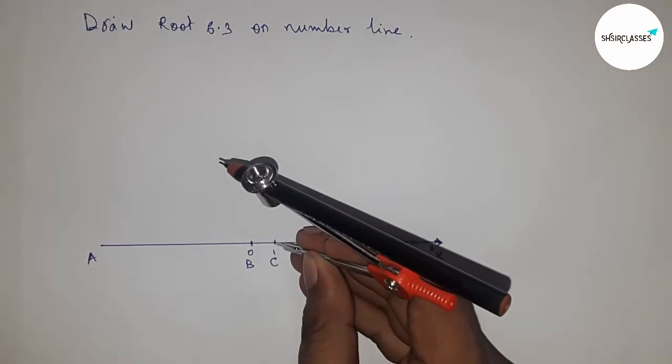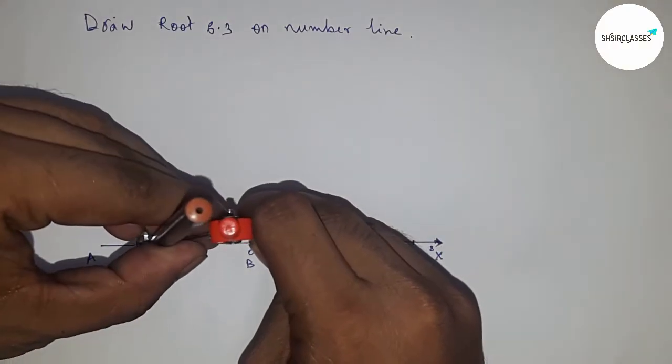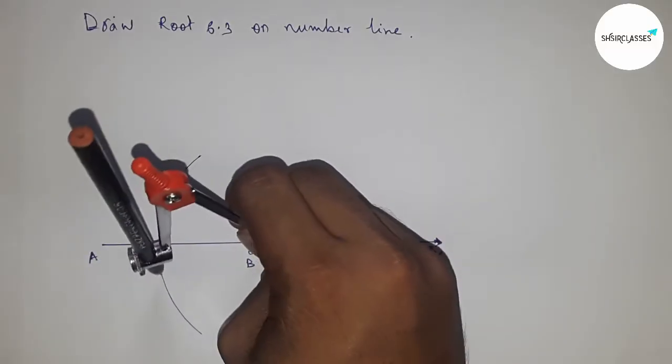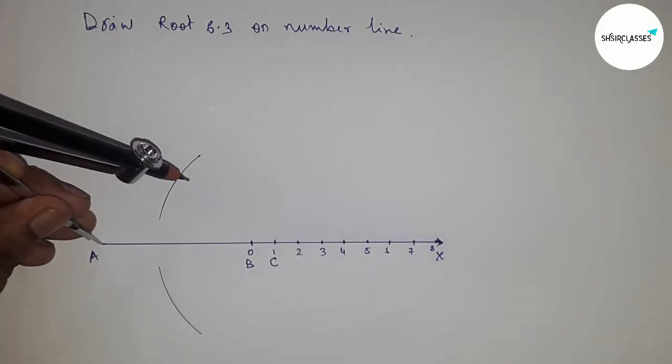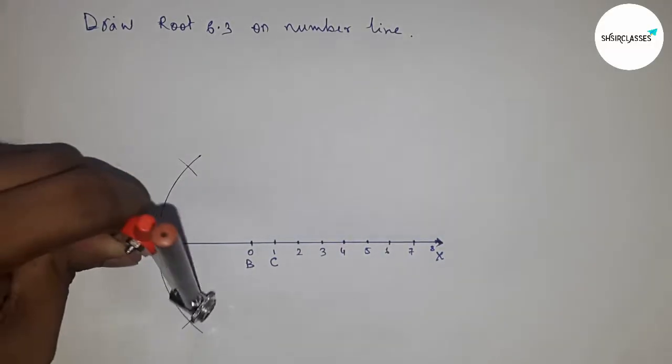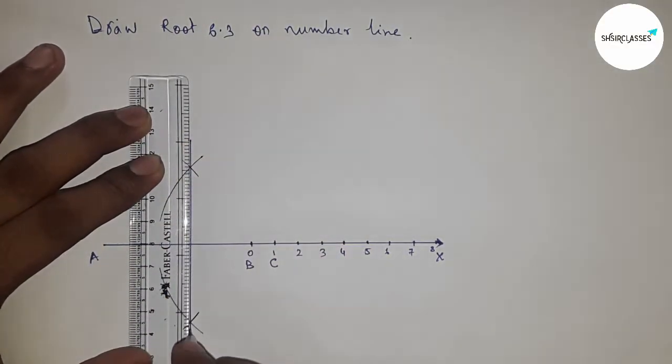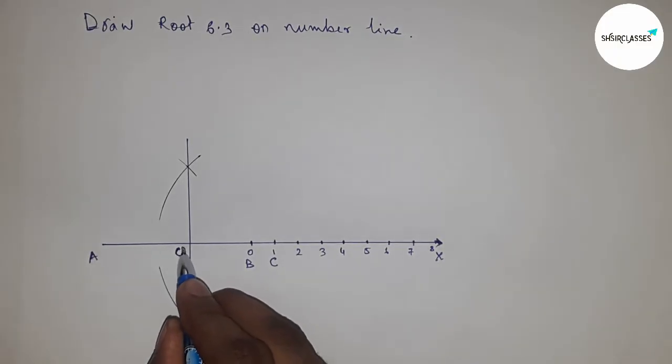Next, we have to bisect the line AC, so putting the compass here and taking greater than half of AC, drawing an arc here and drawing an arc here. With the same length, putting the compass on point A and cutting the arc this way. Next, joining these, which bisects at a point O.